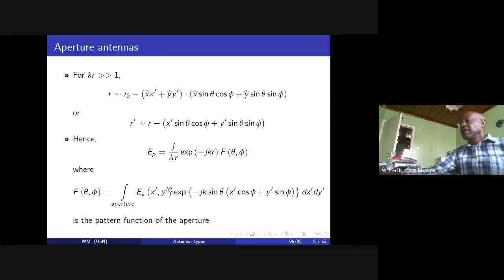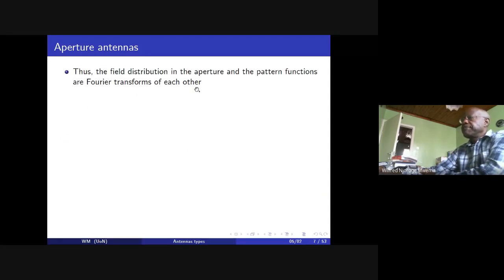If you were to replace the x prime and y prime with time, then you get a Fourier transform in the frequency domain and so on. So here we are dealing with what we call the spatial Fourier transforms. So that's the field distribution in the aperture, and the pattern functions are Fourier transforms of each other.